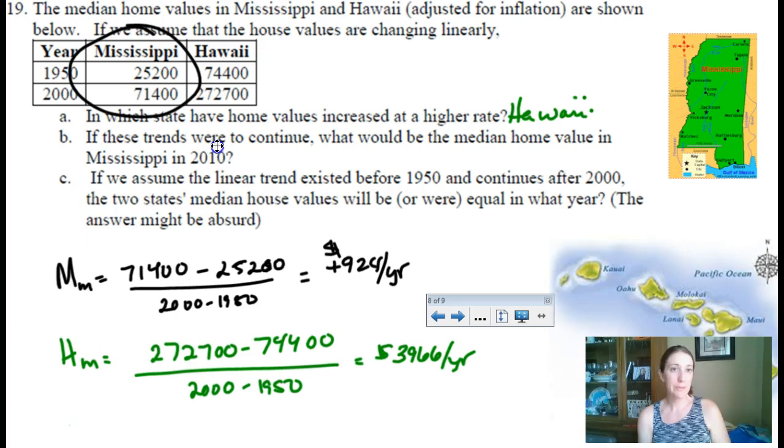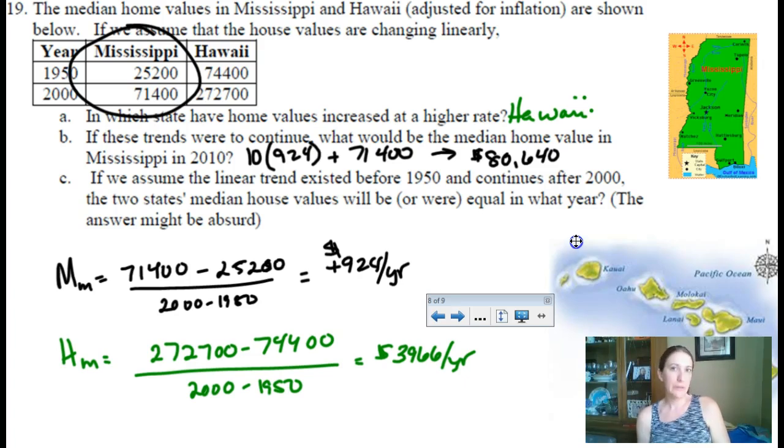There's a couple ways we can do this. We could go ahead and set up our linear equation if you'd like, or you could say, all right, 2000 to 2010, that's 10 more years of gaining $924, right? So if we start off at that 71,400 price in 2000 and then bump it up that many more, we're going to get an answer of $80,640. All right, and that's if we assume the trend continues linearly, of course.